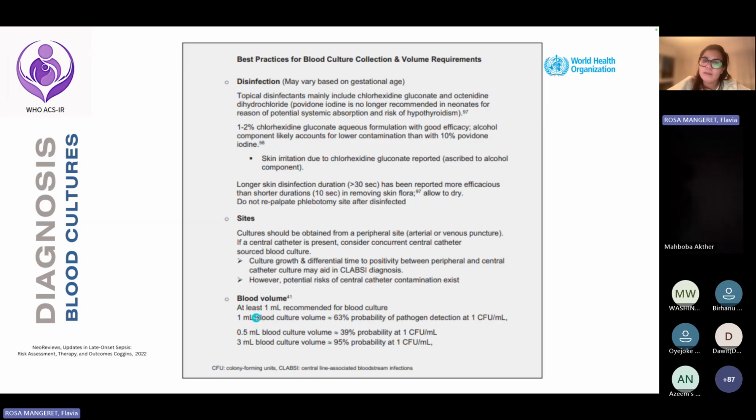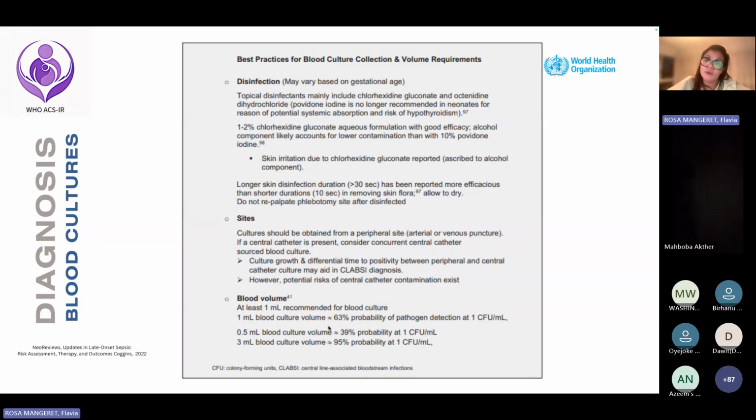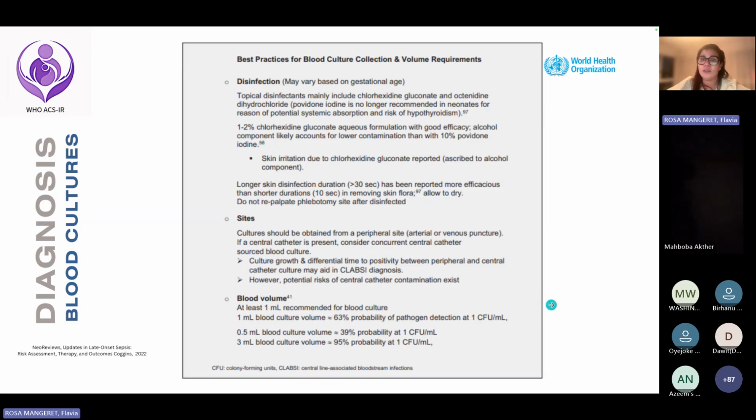And the volume. The volume is a big challenge because the recommendation is 1 milliliter of blood for culture. With 1 milliliter of blood culture volume, you have a 63% probability of pathogen detection at a very, very low minimal detected amount of bacteria per milliliter. This reduces a lot when you use 0.5. It goes from 63 to 39%, and from 0.5 down, it's really, really low. So blood cultures with very, very low amounts of blood will have a much lower probability of detecting the pathogen. So it is very important to do the blood culture with the right disinfection and with the right amount of blood.